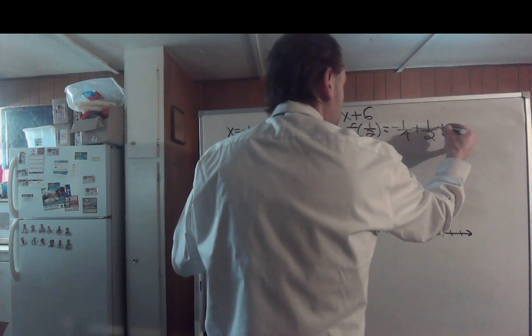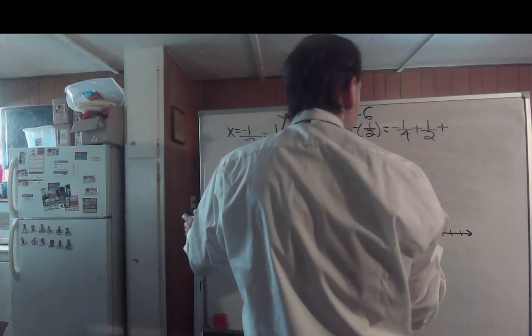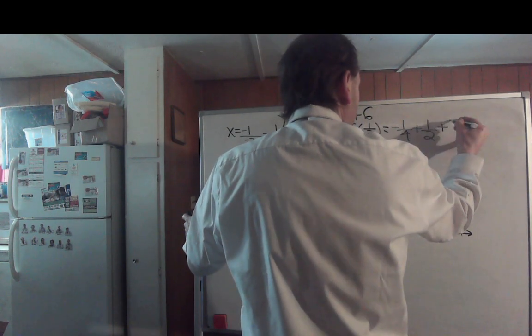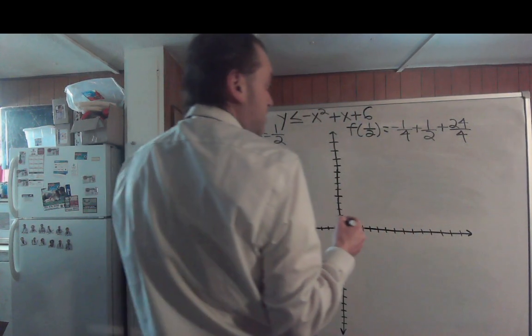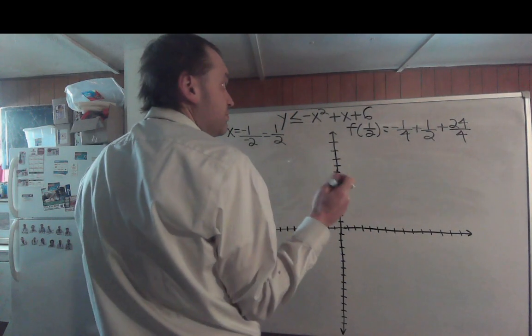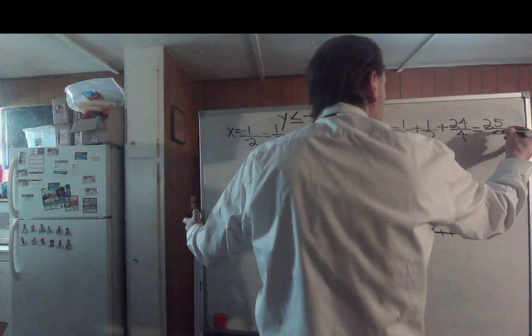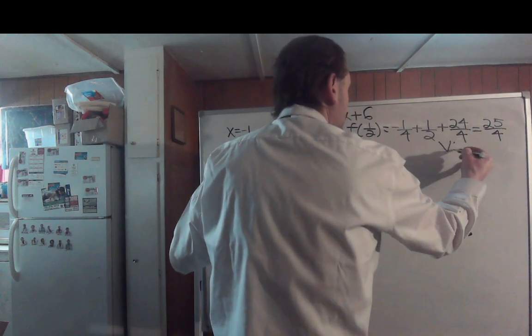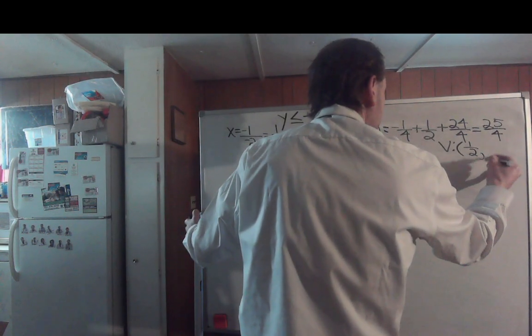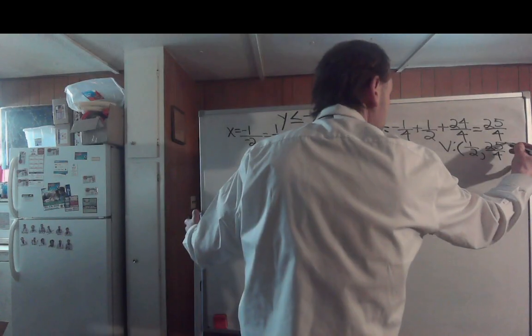plus 6, which is 12 halves, or even, dare I say, 24 fourths. It's 23 fourths plus 2 fourths, that'd be 25 fourths. So that would leave your vertex at the point 1/2, 25 fourths. Kind of a hideous vertex.